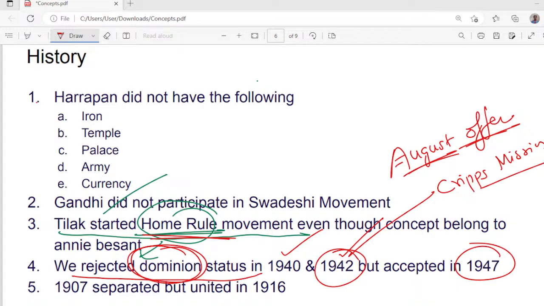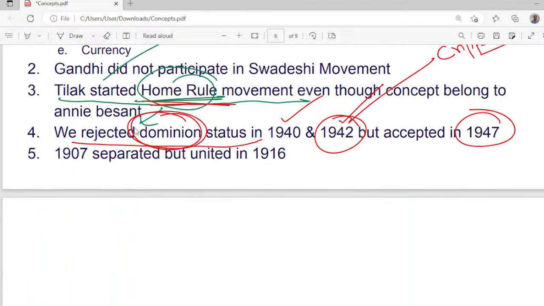Quit India, Gandhi was not a leader. Very good. Somebody is answering that. Atira, Sachin, Surya and all. Very good. So dominion status was rejected in 1940, was rejected in 1942, but it was accepted in 1947. Is it visible there? Is it hidden? Now can you see this? Okay. 1947, we are accepting it. Not Nehru report.